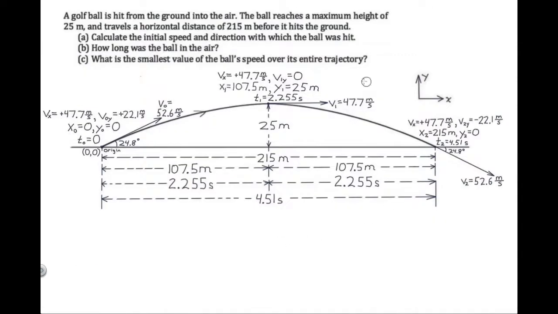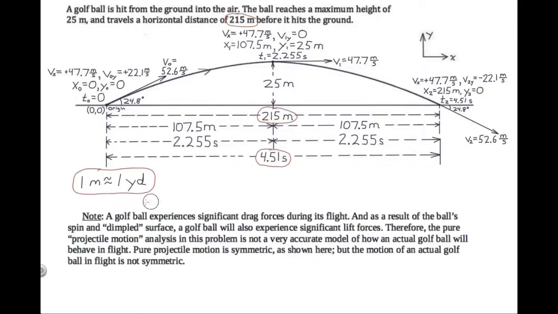Now let's ask whether our results make sense. Remember that a meter is roughly 1 yard, and remember that a football field is 100 yards long. The problem told us that the ball traveled a total horizontal distance of 215 meters, which is about 215 yards, or about 2 football fields. That's a reasonable driving distance for a golfer. We found that it takes the ball about 4.5 seconds to travel that distance. That's a reasonable hang time for a golf drive.